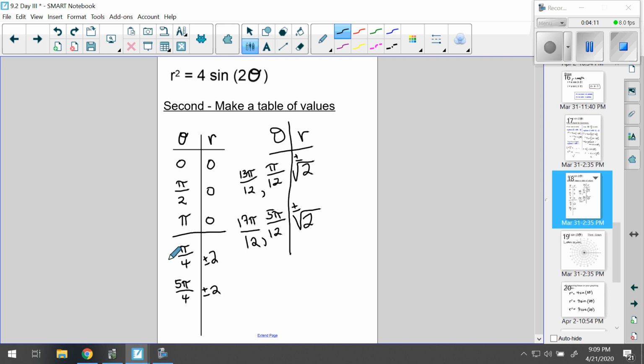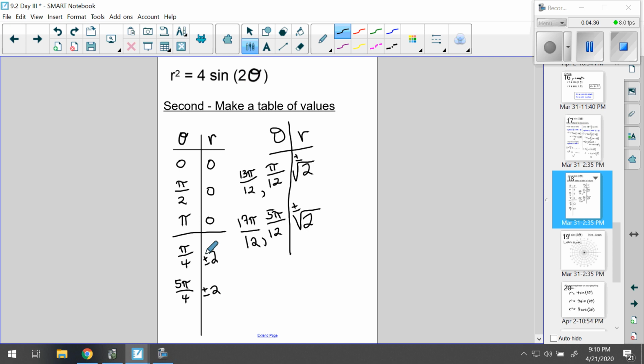So the next value I went to was pi over 4, and normally I avoid pi over 4 because it has a sine or cosine value of root 2 over 2. But in this case, since we're doubling the angle first, pi over 4 becomes a great choice, because when you double pi over 4, you get pi over 2. And sine of pi over 2 is 1, which is a nice number. 1 times 4 is 4.